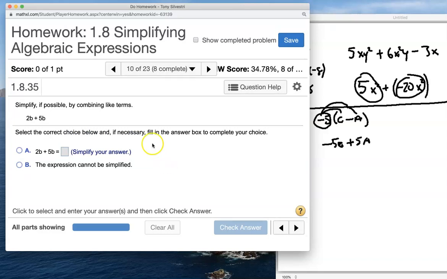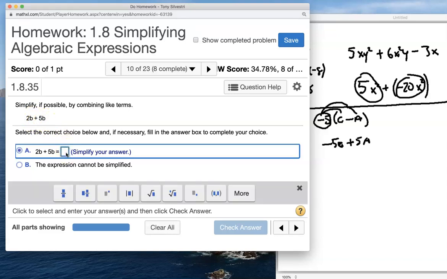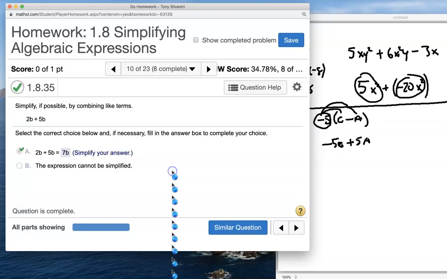Combine if possible. Here's where you start doing the combinations. 2b plus 5b, like terms. You've got 2 of these b's, 5 of those b's. In essence, you've got 7 of those b's. You basically do math on the coefficients. 2 plus 5. 7b is a lot better looking than these two terms.